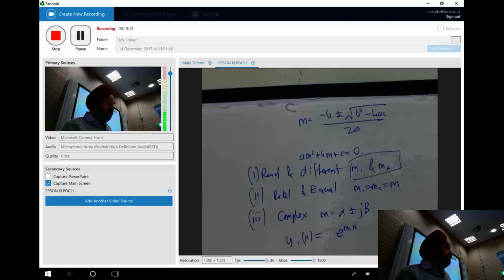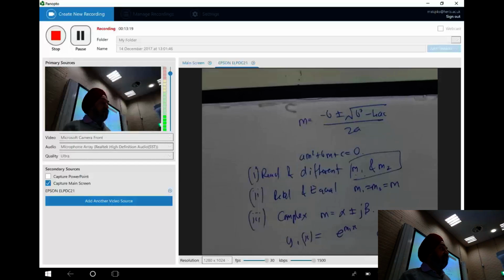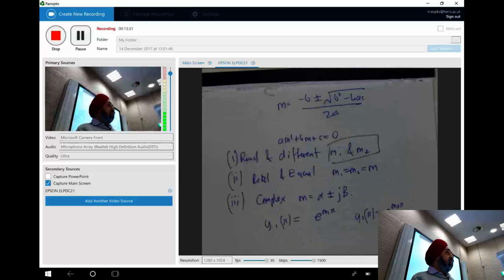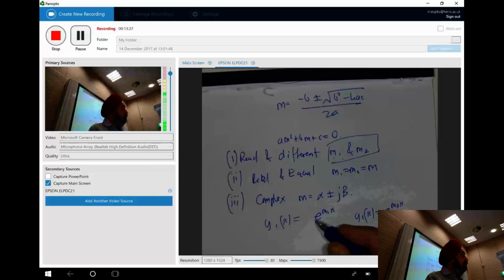No doubt about it. Another one, y = e^(m2 x), is going to work. You put m2 in there, that's definitely going to work. Because they're what we call linearly independent, we combine them together. We say there may be a number in front.